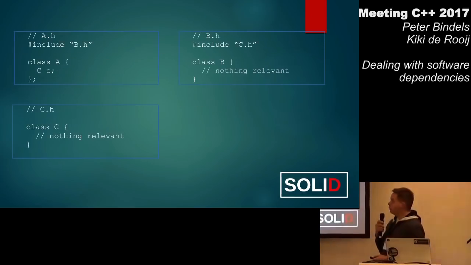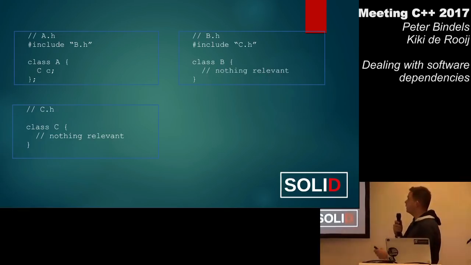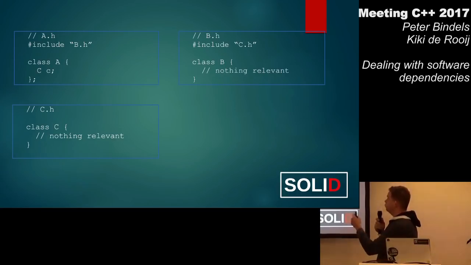So as a small example, say we have 3 files. We have a class A in A.h, we have class B in B.h, and class C in C.h. Class A has a member of type C. And oops, I forgot to include the header file, but I did include B. And B doesn't actually do anything, it has nothing, but it does include C for some archaic reason.